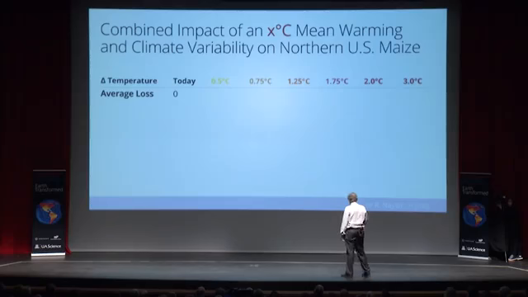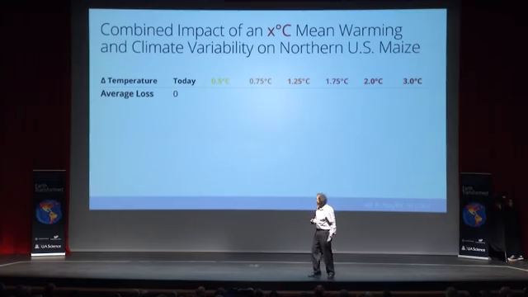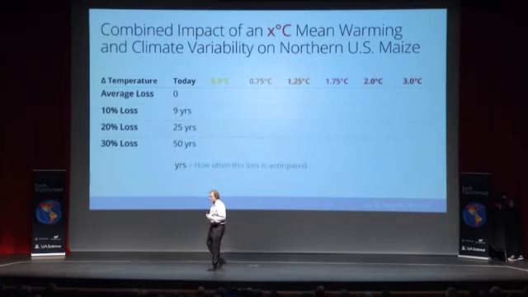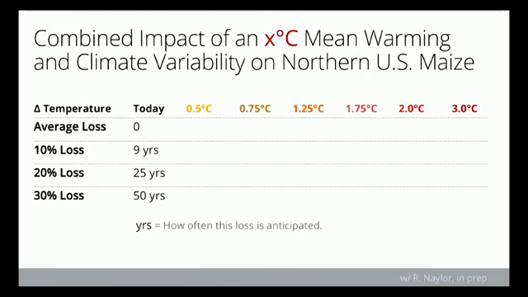Okay, so let's summarize this. Today, if I look at the average yield, and I say, what's the average loss of the average yield? Well, it's 0, right? The average yield is the average yield. And I say, what's the odds of, say, experiencing a 10% loss due to the natural variability in temperature?